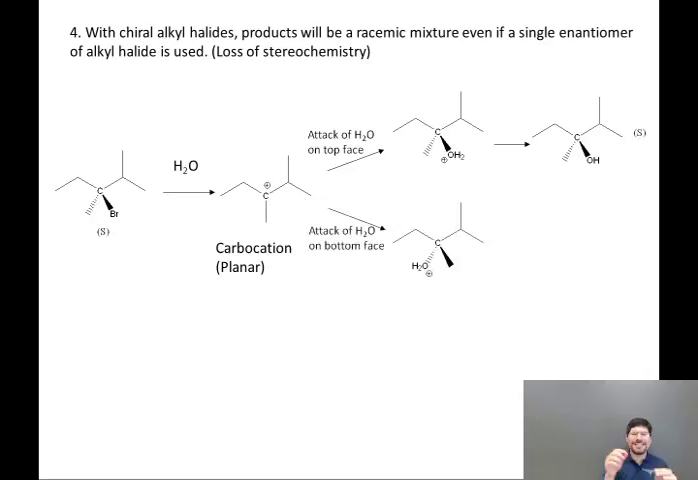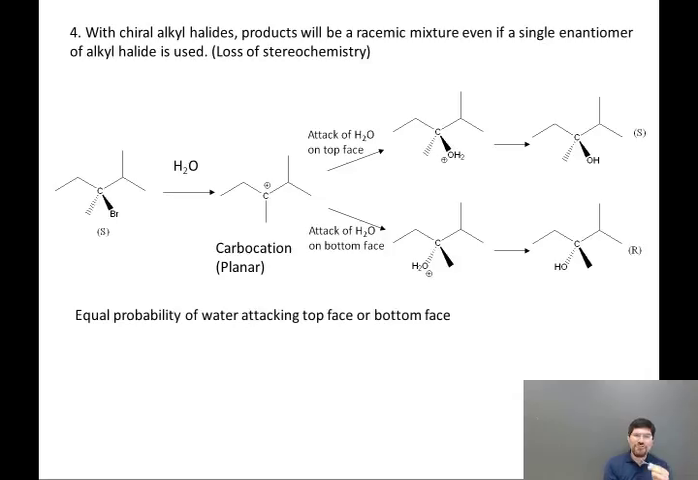However, what if water attacks the bottom face? If water attacks the bottom face, now the OH2 plus has the dashes showing that it's below the plane of the page. This pushes the methyl group up because we're now generating tetrahedral geometry out of trigonal planar geometry, and then this stereochemical relationship is maintained upon loss of the proton to give the product. So in this case, the configuration is R.